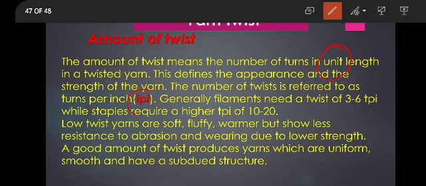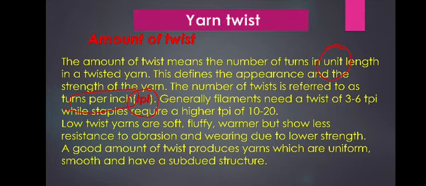That is TPI, or twist turns per inch. This determines the length and the fineness of the yarns. Generally, filaments need a twist of 3 to 6 TPI. The lowest twist turns are soft, fluffy, warmer, but 10 to 20 is the highest. This is a good quality yarn, and as the twist increases, it becomes coarser. As the twist decreases, it becomes fluffy and soft.